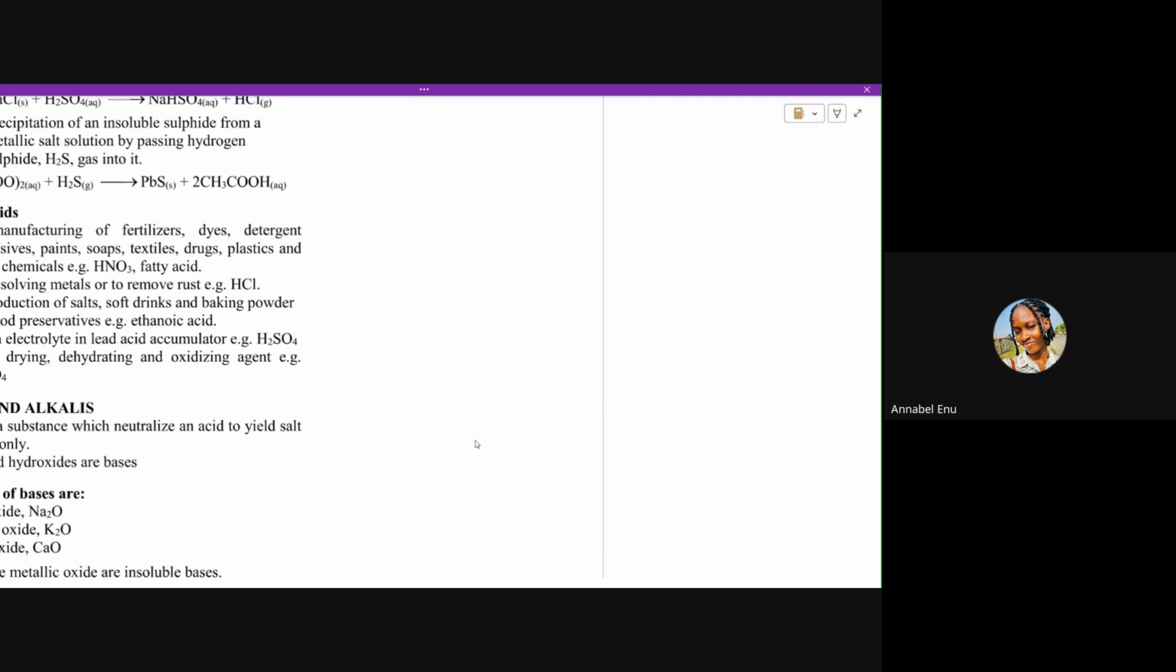Yes, golden. It is in liquid form. Okay, that's a very good attempt. Acids have a sour taste, very good. Acids have a sour taste. Okay, what other property do we have? Conducts electricity in solution. Very good.